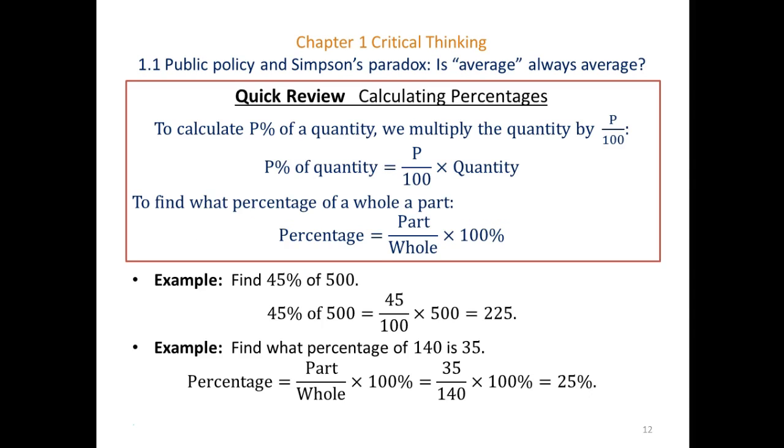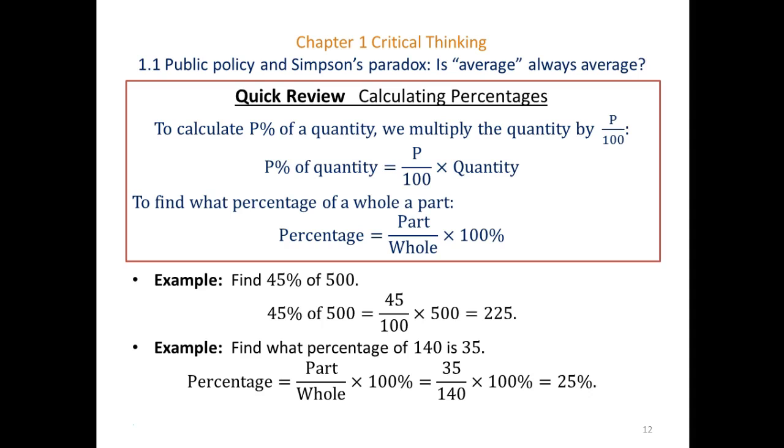A quick review, how to calculate percentages. To calculate p% of a quantity, we'll multiply the quantity by p divided by 100. P% of a quantity is p divided by 100 times the quantity. To find what percentage of a whole a part is, percentage is equal to part divided by whole times 100%.